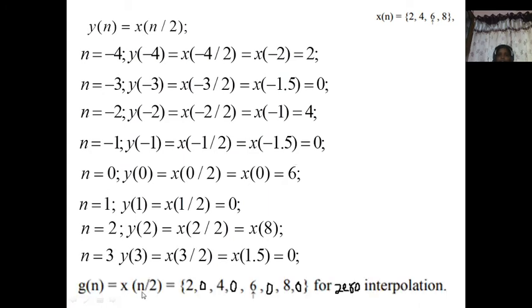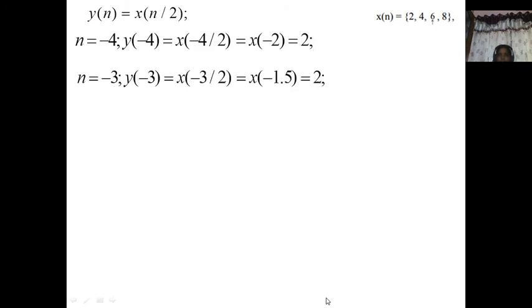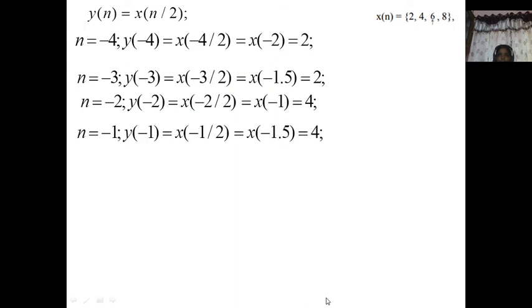Then g of n equal to x of n by 2: 2, 0, 4, 0, 6, 0, 8, 0. This is the 0 interpolation. We are going to see this. At n equal to minus 4, 2. This is the expression we are writing. Mathematically we are showing that expression form, the same result we expected. Now with some verification we are seeing that.